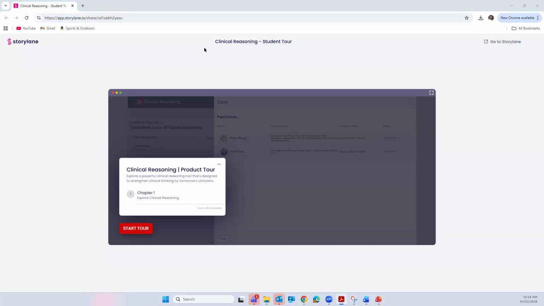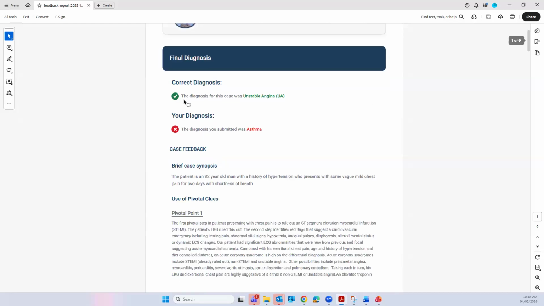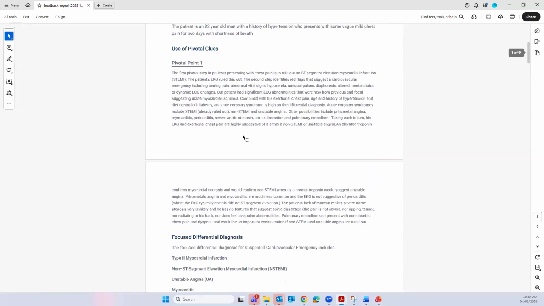So this is what a report looks like. This is a different one. This is a patient who presented initially with chest pain. The final diagnosis was unstable angina. The diagnosis that I've made was asthma. This is the feedback in detail, starting with the briefcase synopsis, going through the pivotal clues.